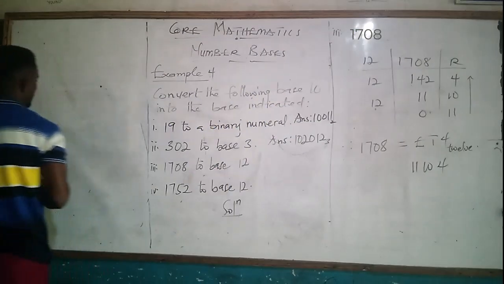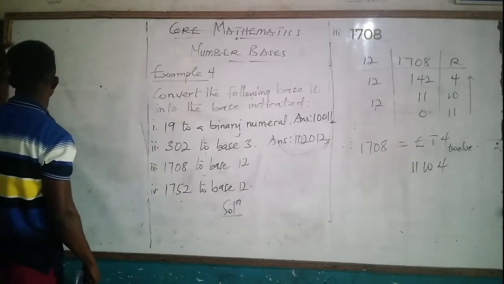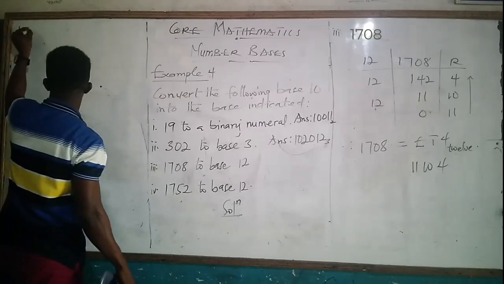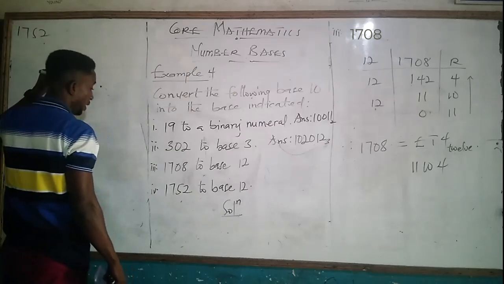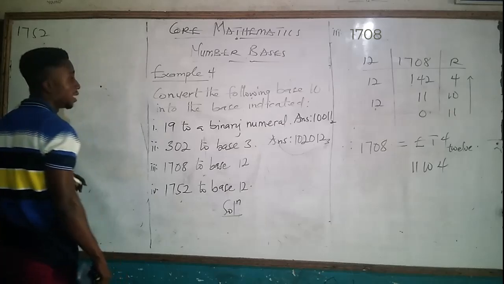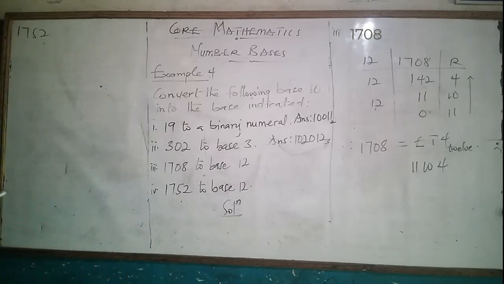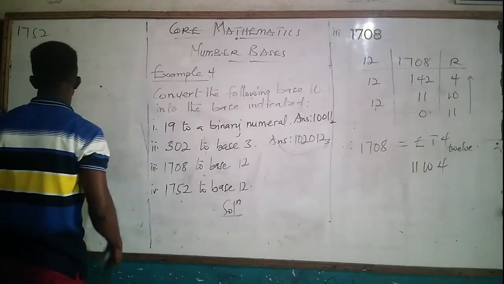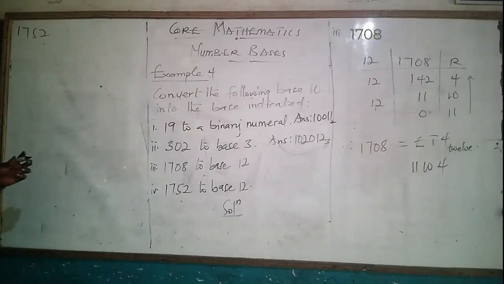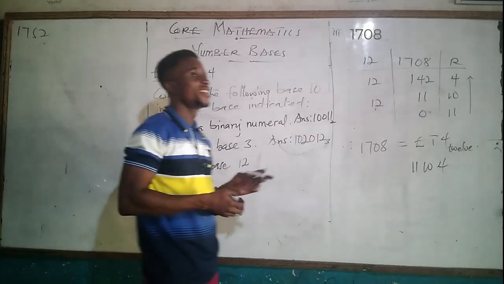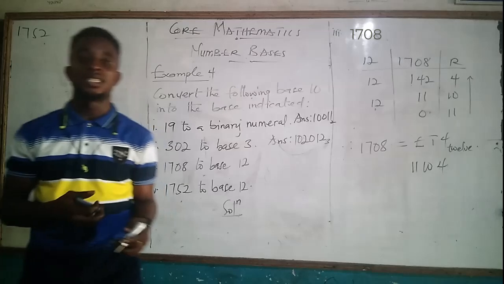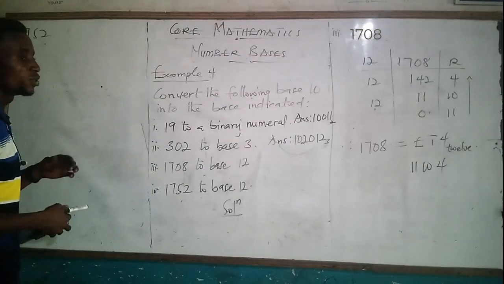Okay, so that is example 3. So that one is 1752 base 10, and we have to convert it to base 12. Okay, so that one, I think you are done. If you are still not done, you pause the video, you finish before you proceed. Okay, let's see what you are getting.